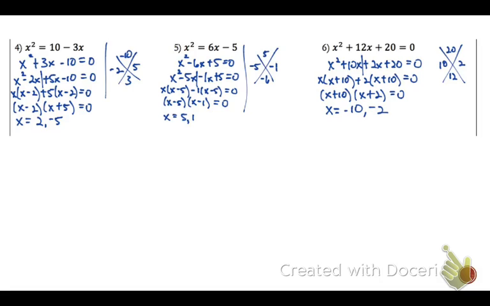And here are the answers to numbers 4, 5, and 6. So for number 4, our solutions are 2 and negative 5. For number 5, our solutions are 5 and 1. And for number 6, our solutions are negative 10 and negative 2. Again, pause the video and look through my work and make sure that you understand how to do the process, factor, and then get the solutions, and then complete the Math Excel practice over this concept.